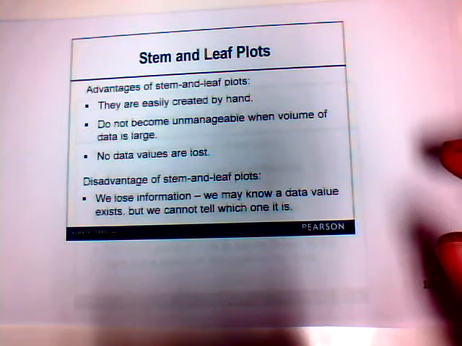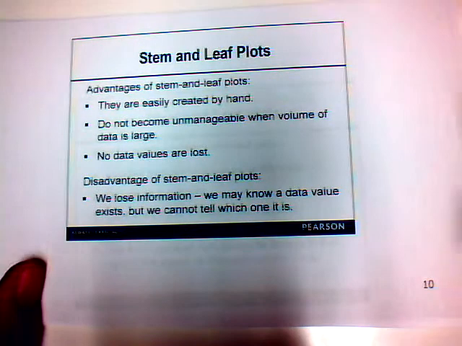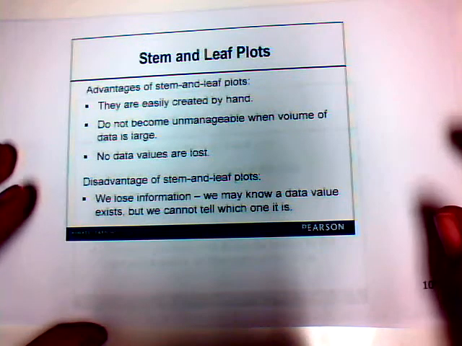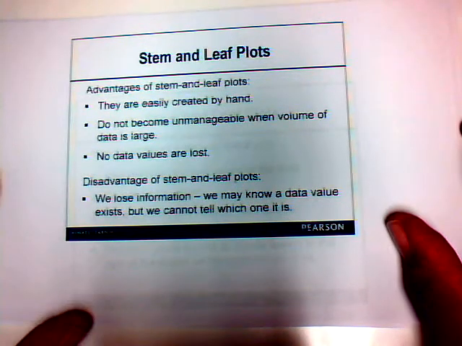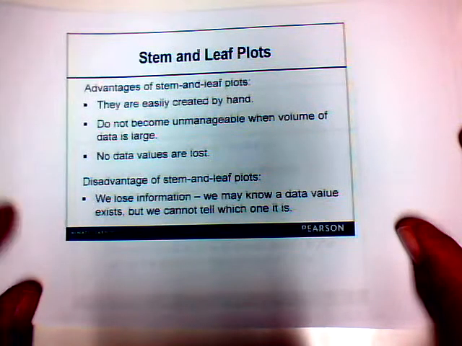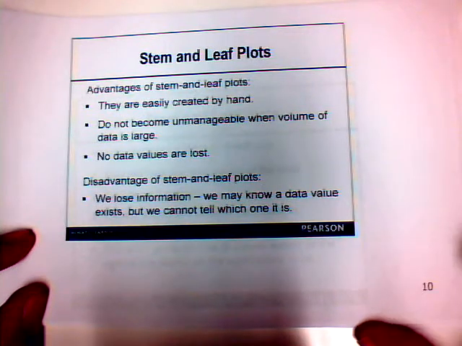And here are some advantages of a stem and leaf plot. They're easily created by hand. They do not become unmanageable when the volume of data is large, and no data value is lost. But the disadvantage is that we lose information. In other words, we may know a data value does exist, but we cannot tell which one it is.